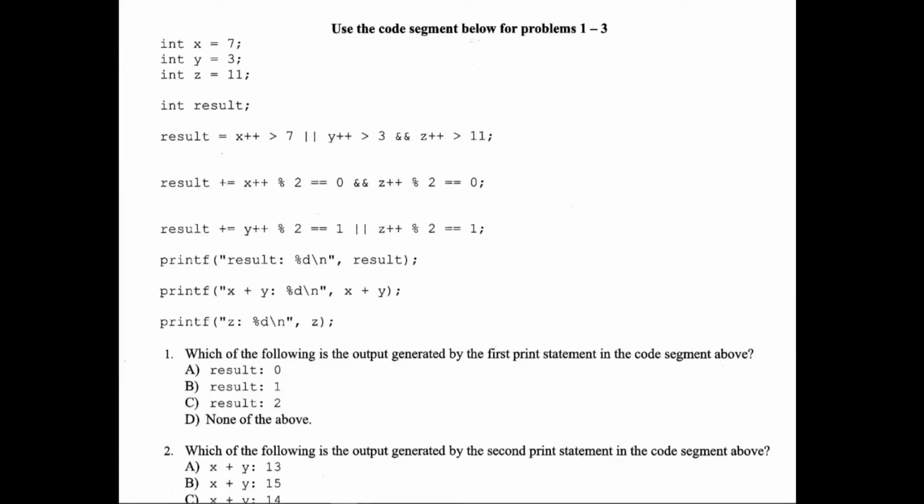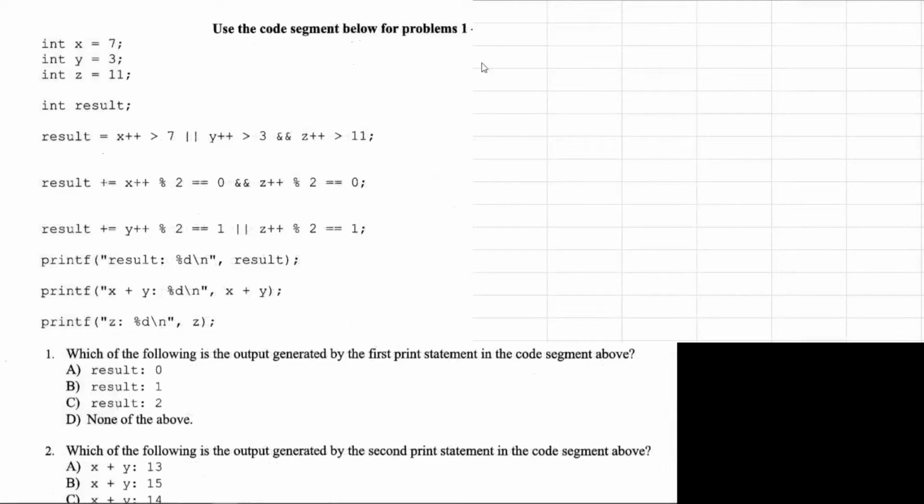So for the first problem, we're given this code segment, and just jumping straight to the question, it says, which of the following is the output generated by the first print statement in the code segment above? We're going to look, and it looks like we have some kind of short circuit logic statements here, and really once I see I have to interpret the code, I'm just going to go ahead and make a tracking table and go through it. So here I have that on the side of the screen.